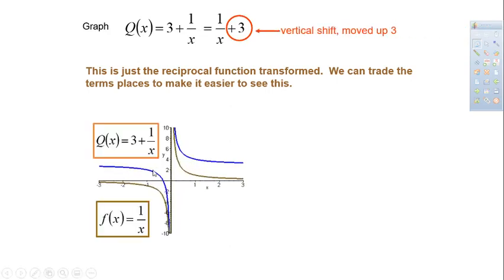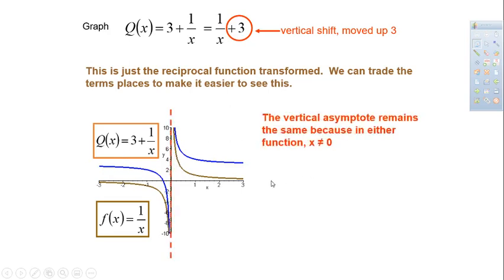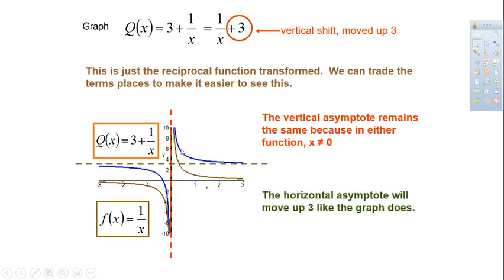And so this blue graph is now the new graph. The brown, yellowish, goldish graph was the original 1 over x graph, and then we add 3 and it moves everything up. The vertical asymptote gets shifted up, which makes it the same line. The horizontal asymptote gets shifted up, which moves it from y equals 0 to y equals 3.